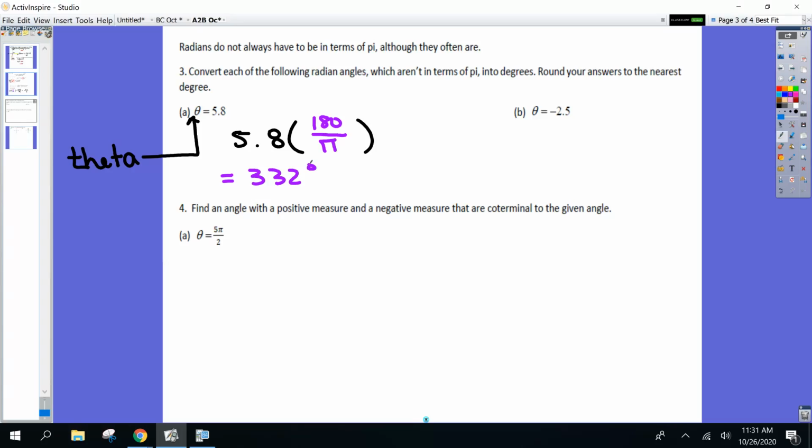Now I gave you negative 2.5. I don't care that it's negative. Don't get rid of it. Keep it. There's no reason to get rid of it. So I'm going to take negative 2.5 and multiply it still by 180 over pi. There are no pi's to cancel. So I'm just going to go to my calculator and multiply the two. And I'll give you guys a second to do that before I ask somebody.